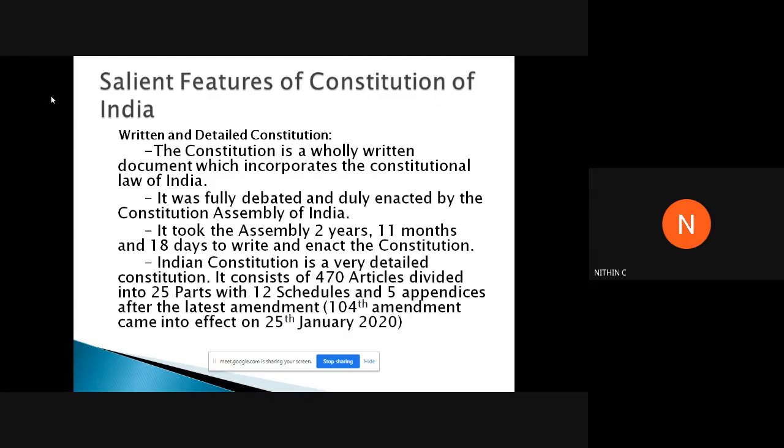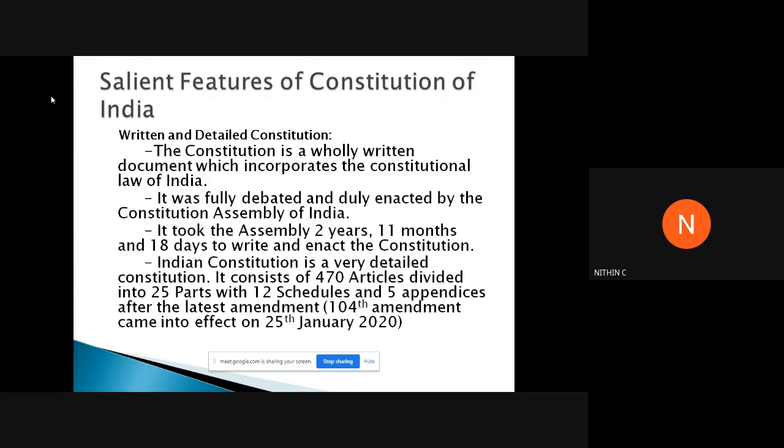First one is written and detailed constitution. The Indian constitution is a written constitution, as we already said. Our constitution comes under the category of written constitution, and it is a detailed constitution. The constitution is a wholly written document which incorporates the constitutional law of India. It was fully debated and duly enacted by the Constituent Assembly of India.